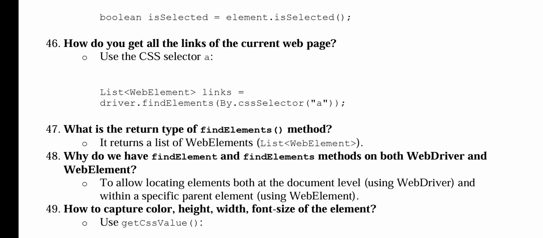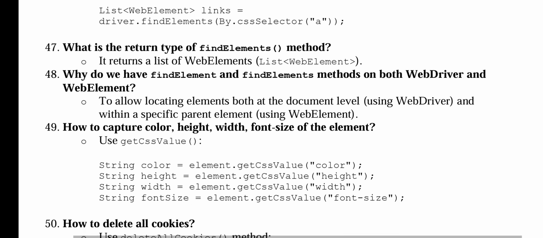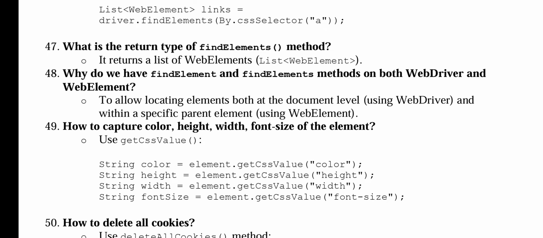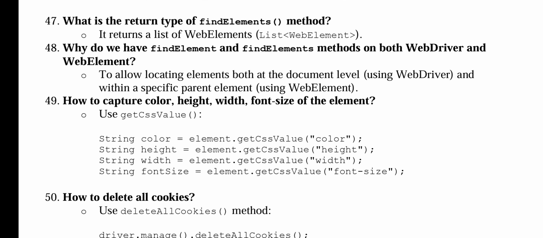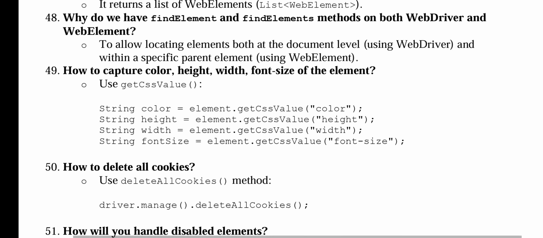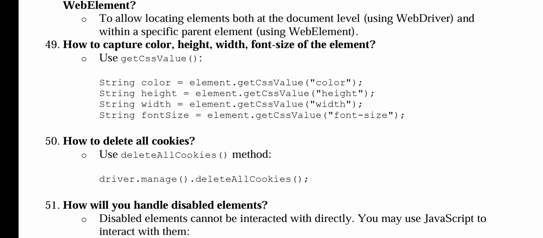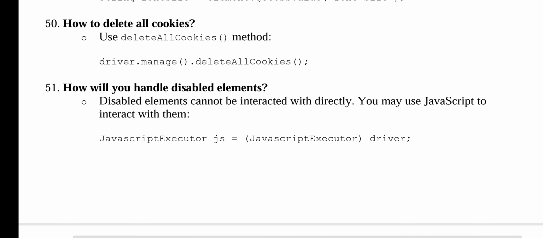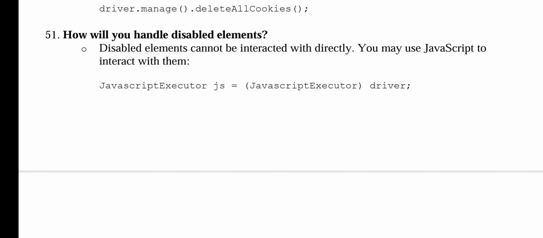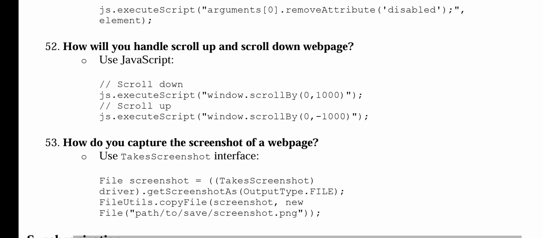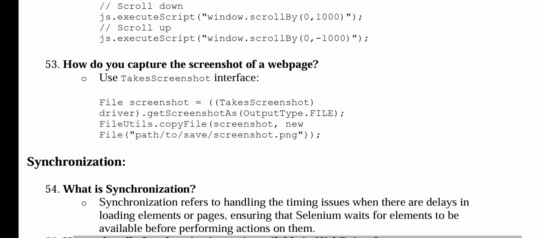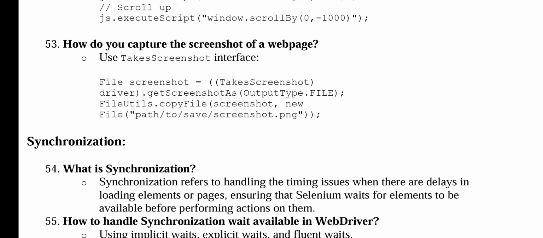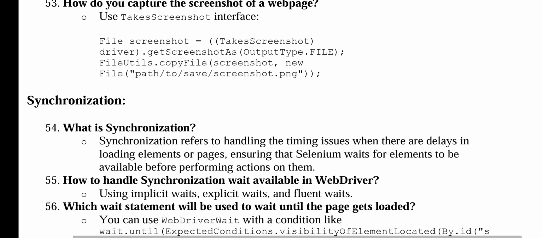How do you get all the links of the current web page? What is the return type of the find elements method? Why do we have find element and find elements methods on both WebDriver and web element? How to capture color, height, width and font size of an element? How to delete all the cookies? How will you handle disabled elements? How will you handle scroll up and scroll down of a web page? And how do you capture the screenshot of a web page?